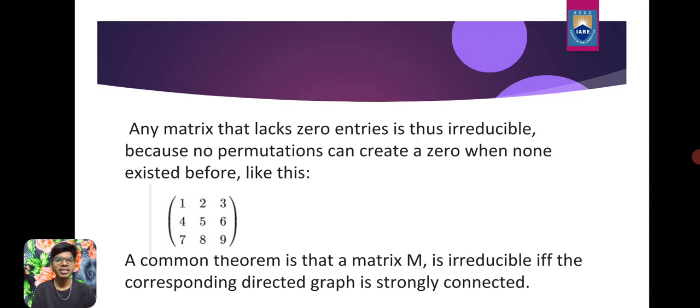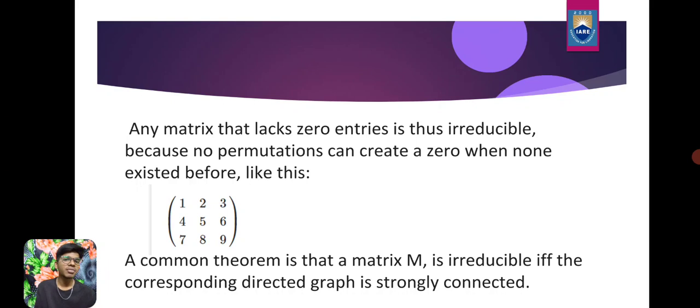Any matrix that lacks 0 entries is thus irreducible, because no permutation can create a 0 when none existed before, like this: 1, 2, 3, 4, 5, 6, 7, 8, 9. This is an example.